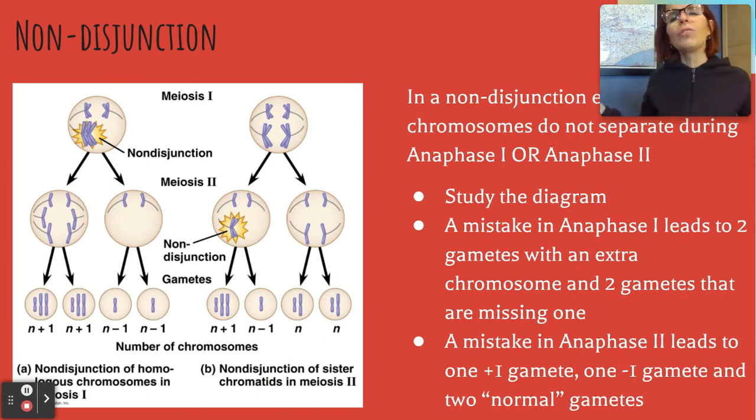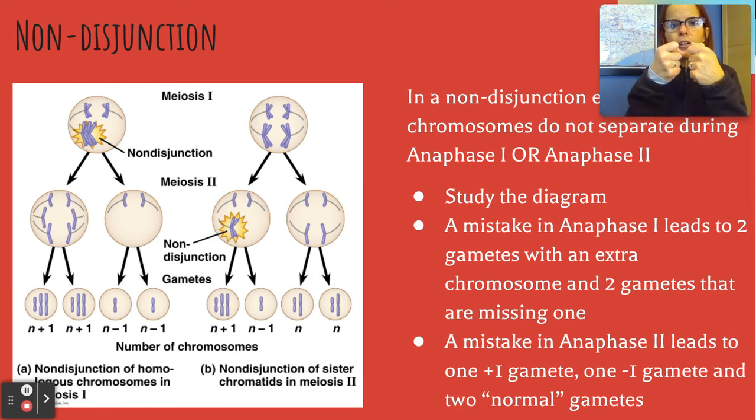All right, totally changing gears here. Now we're going to talk about something called nondisjunction. Nondisjunction is when we have an error during meiosis, and it can happen in either anaphase 1 or anaphase 2. So take a look at the diagram. Always study the diagrams. So remember that in metaphase 1, they're supposed to be lined up with their homologous partners. And then in anaphase 1, they're supposed to be separated from their homologous partners.